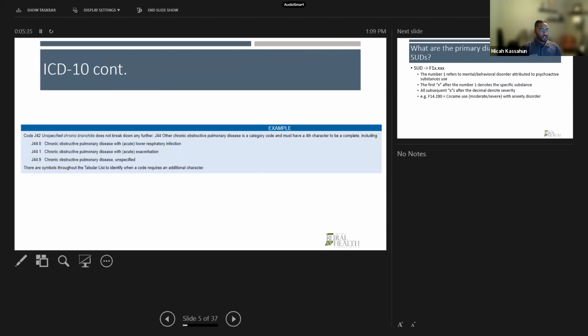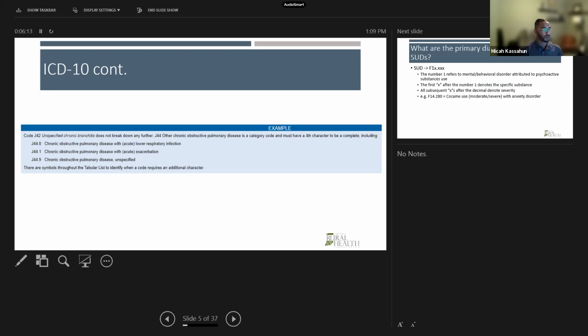So here I just wanted to show an example of what some ICD-10 codes look like. Specifically, I want to look at J44.0. These codes usually start with a letter, and that letter dictates which area within the coding book you start in so that you can begin diagnosing and evaluating the patient and their claims. J44.0 stands for chronic obstructive pulmonary disease with acute lower respiratory infection.